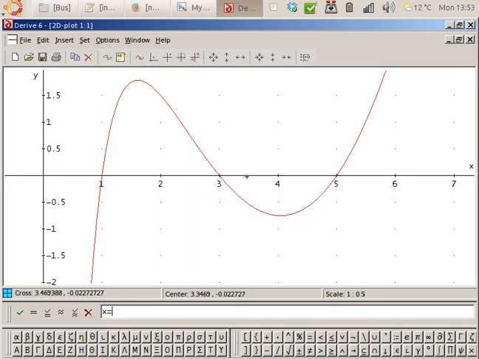X is 2. Yep. X is 4. Okay. Do you see this piece here and this piece here? They want the area of those two pieces. So you have to separate them into 2 because one of them is negative.